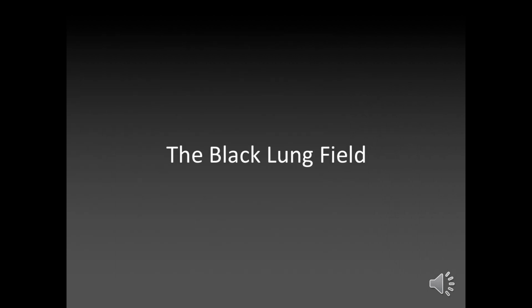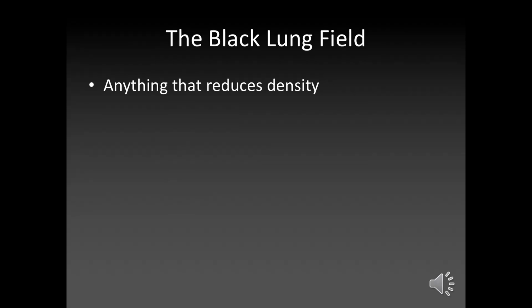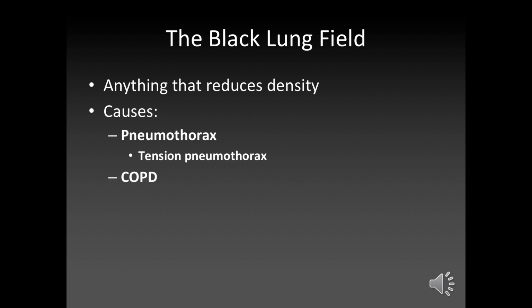Okay, so the black lung field. So this is anything that reduces density. Causes are usually pneumothorax, tension pneumothoraces, COPD, because that hyperexpands the lungs, pulmonary embolism, and mastectomies. And that's for obvious reasons, really, because you've just taken something out. You can see that more of the X-rays will get through to the detector.